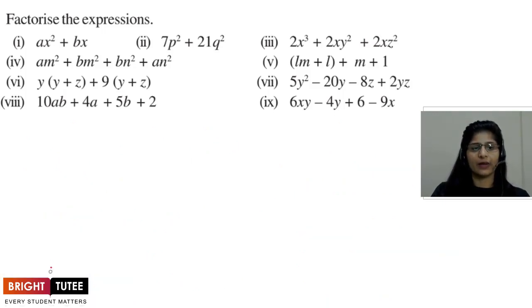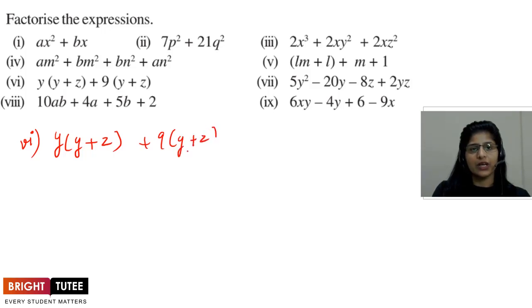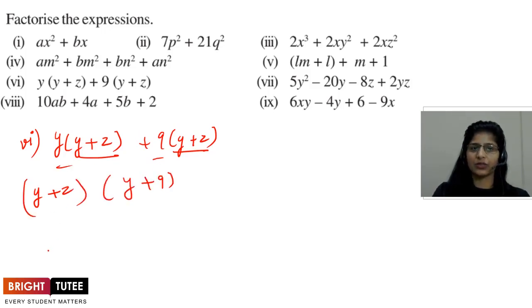So moving to the sixth part now. In the sixth part, what do we have? y into (y plus z) plus 9 into (y plus z). Do you see y plus z is there in both the terms? So y plus z can be taken common, and here y is left, here plus 9 is left. So these are the two factors. That's it.